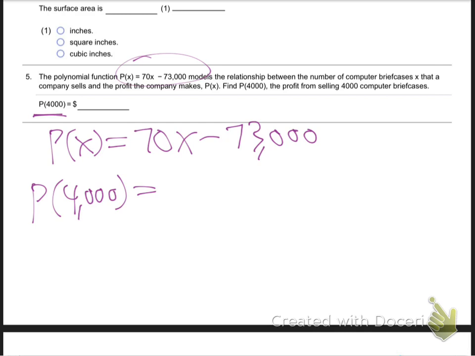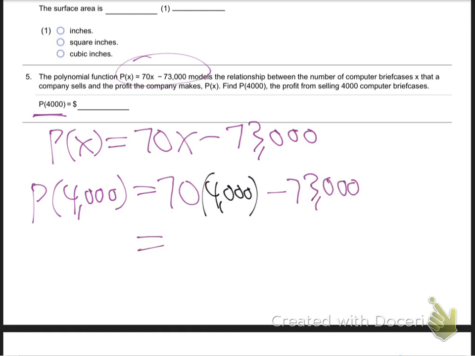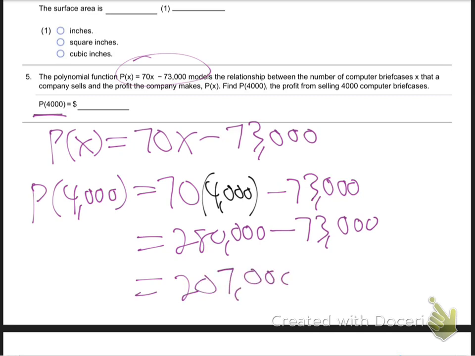How are we doing? We good? That making sense? Just pop in the 4,000 right where X is. So it just becomes 70 times 4,000 minus 73,000. What's that? 4 times 7, 280,000, I think. Minus 73,000. That's 207,000. Yeah, 207,000.